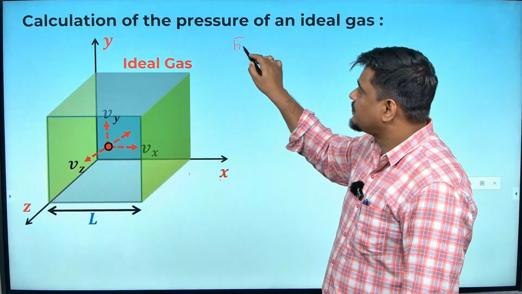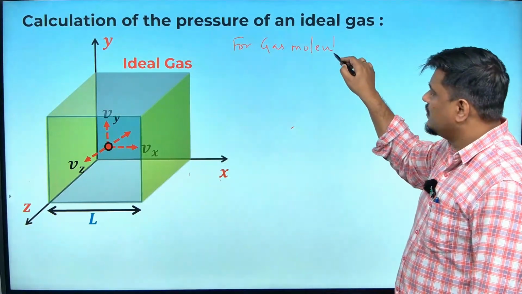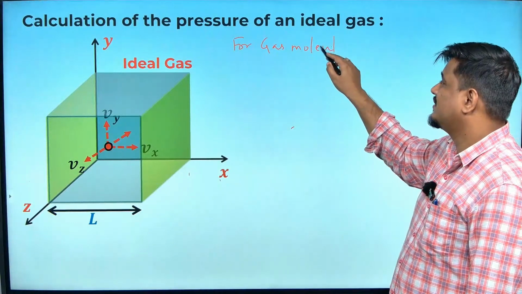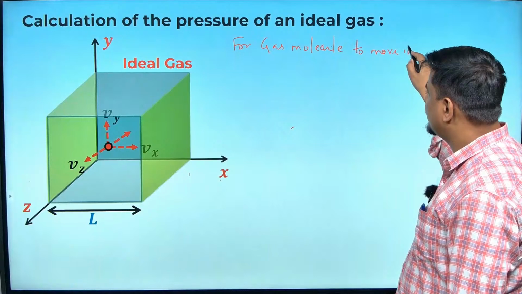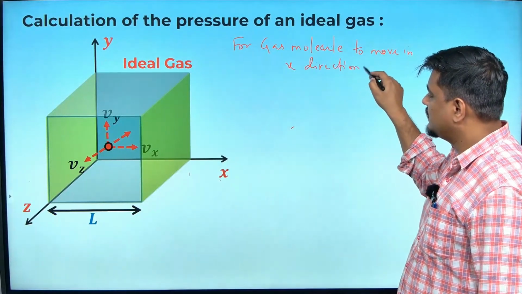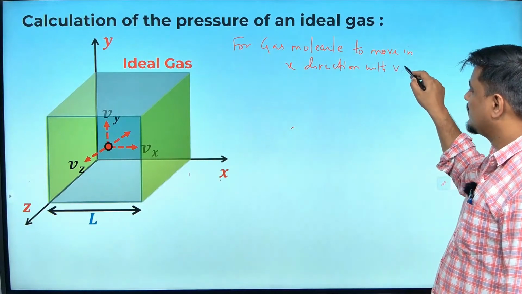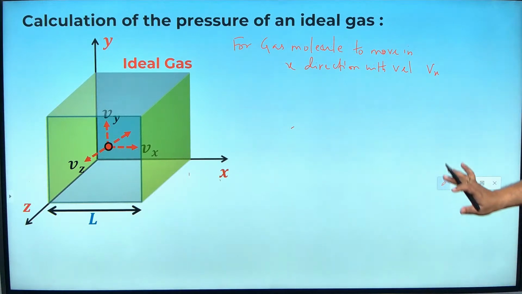So for the gas molecule to move in the X direction with velocity, how much? Vx, right? Pay attention, I'll give time for writing. First, to learn how I'm doing it, I'll stop in between and give time for writing. Understand this basic derivation and it helps you.